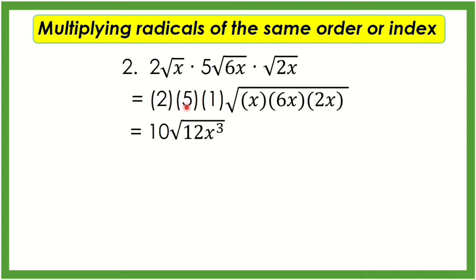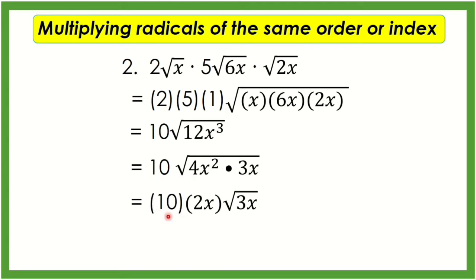2 times 5 is 10 times 1, that is also 10. Square root of x times 6x times 2x is equal to 12x cubed. Pwede pa nating isimplify itong ating nakuha. Isip tayo ng factors ng 12 na merong perfect square. That is 4 and 3. And then, yung x cube, gagawin nating perfect square yung isa. And then, yung natitira, exponent is 1 para maging x cube. Simplify.